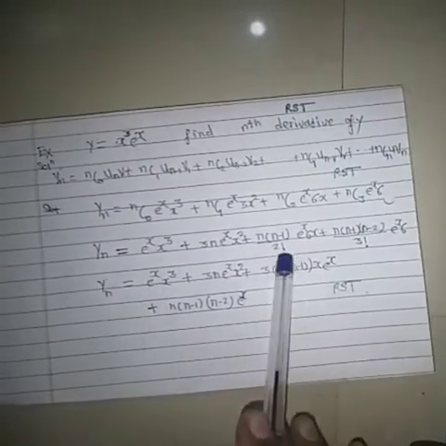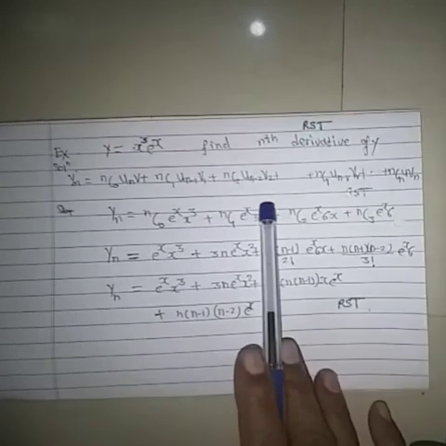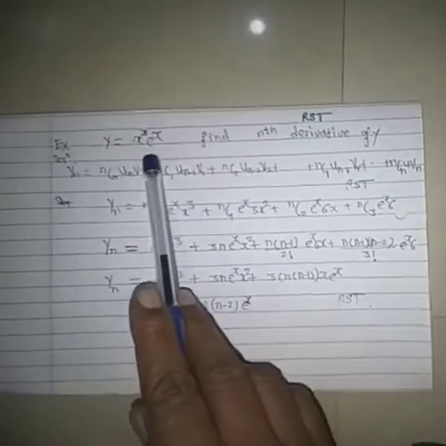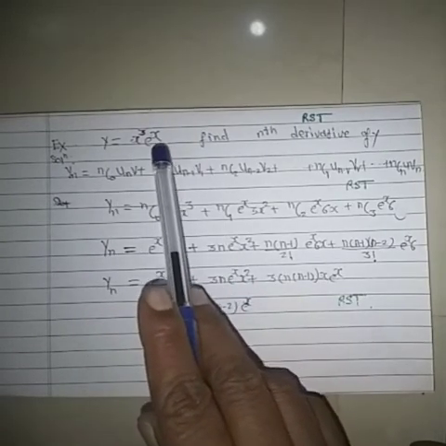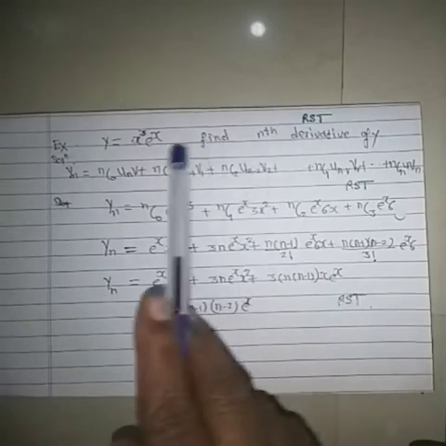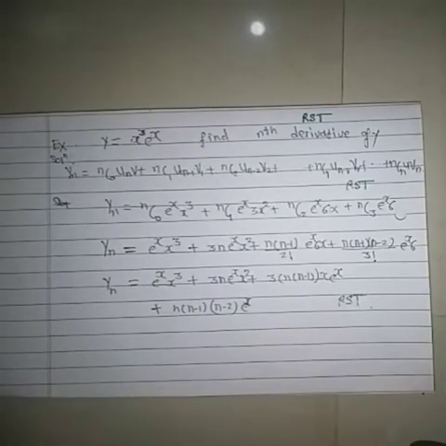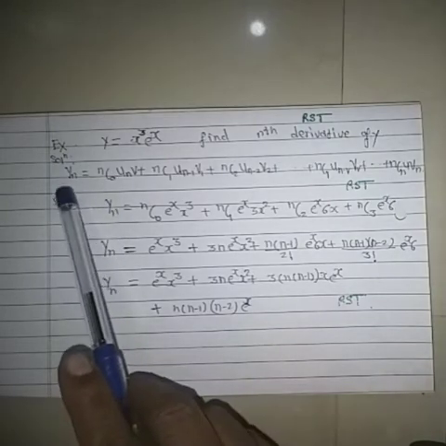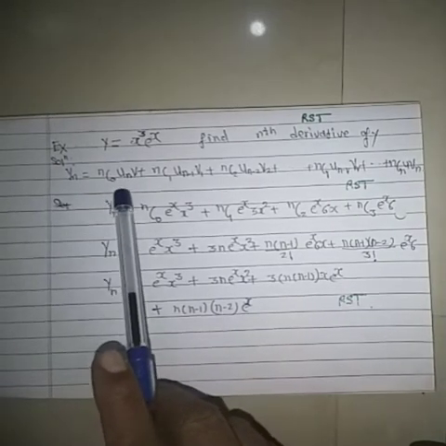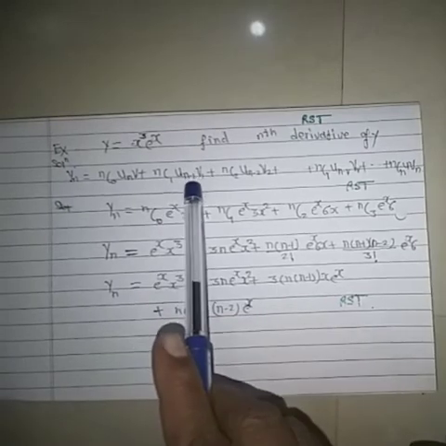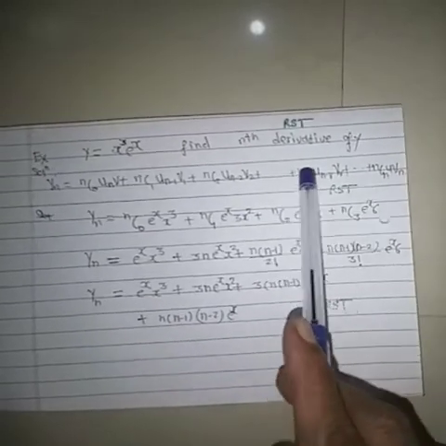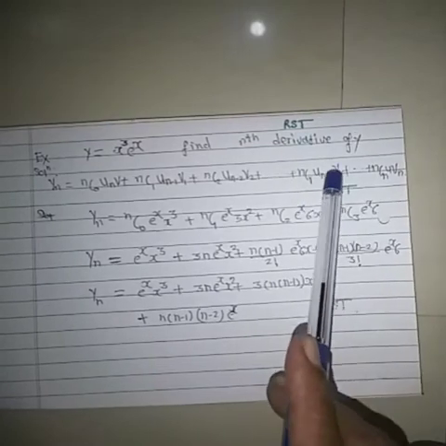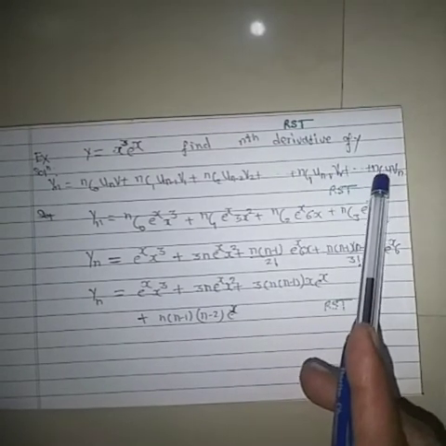Find the nth derivative of the function y equal to x cubed e raised to x. That means if y equal to x cubed e raised to x, then find the nth derivative of y. That is here a product of two functions, that is x cubed and e raised to x. We know that Leibniz theorem is y_n equal to nC0 u_n v plus nC1 u_(n-1) v1 plus nC2 u_(n-2) v2 plus up to nCr u_(n-r) v_r plus last step is nCn u v_n.